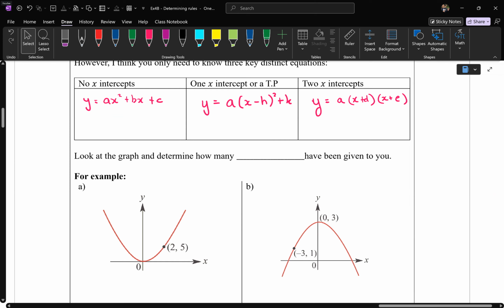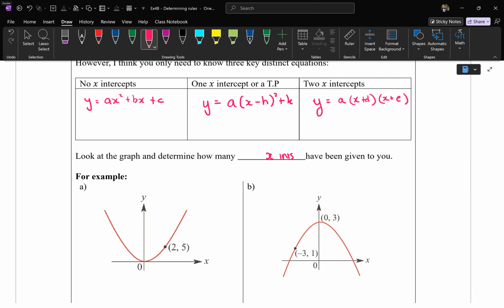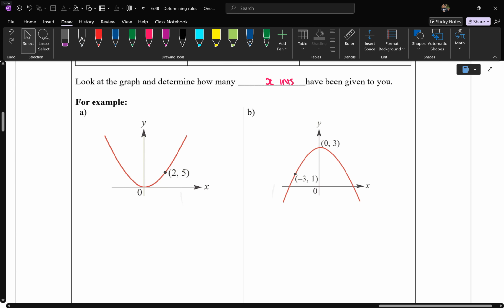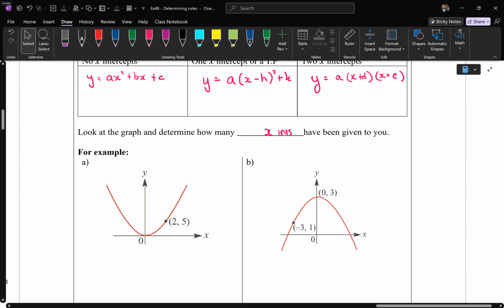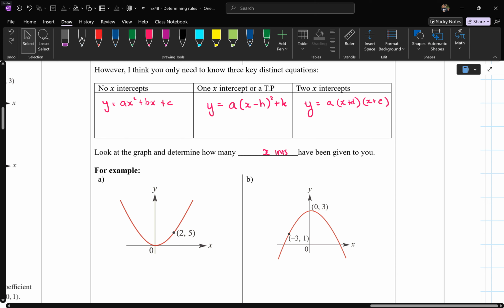So let's do some examples. Look at the graph and determine how many x-intercepts they normally give you. That's because x-intercepts, that means you can factorize them. So that's what I usually look for in polynomials. So let's look at the first one. Looking at 3, I'm just going to zoom out a bit so you can see the table. Let's look at the first one, A.